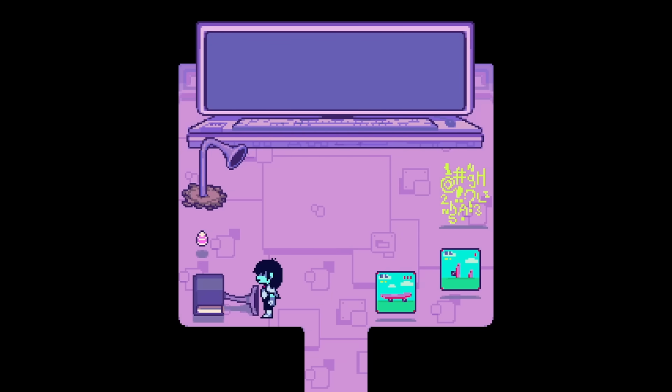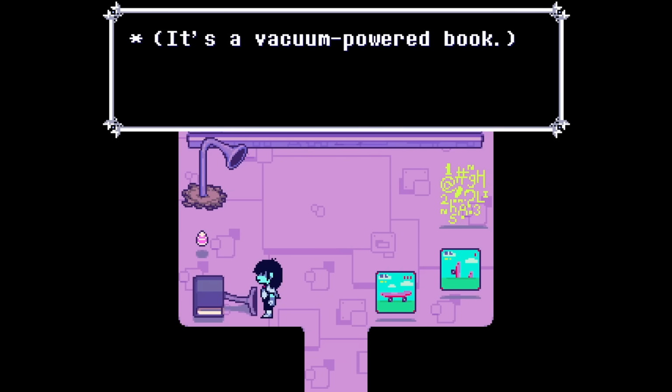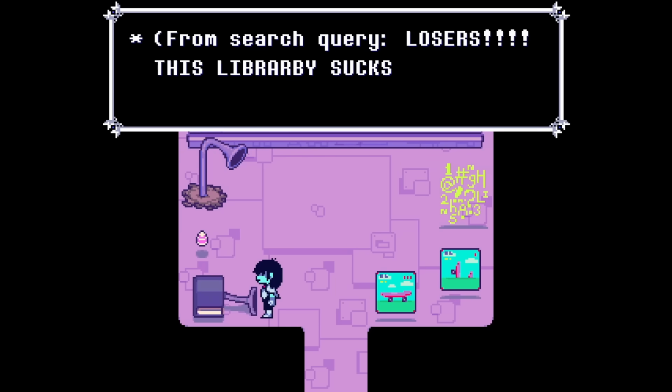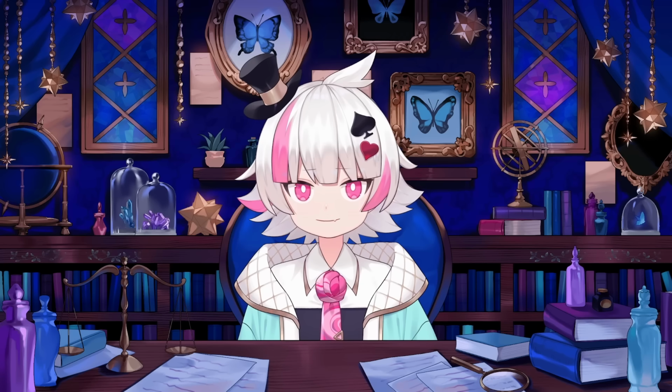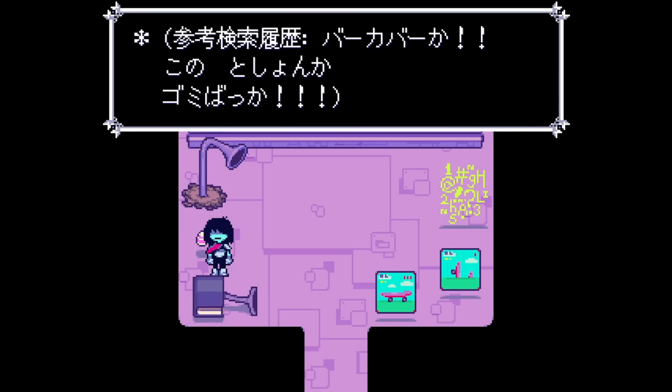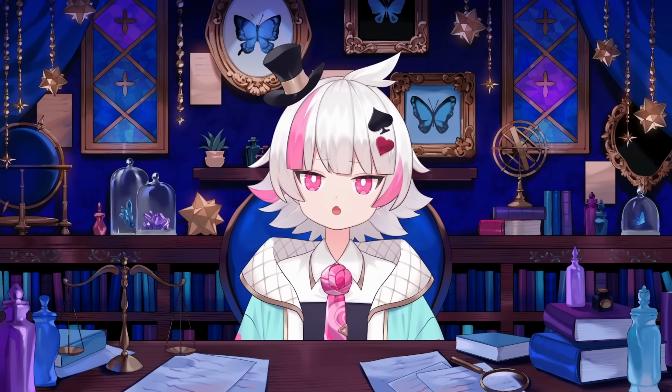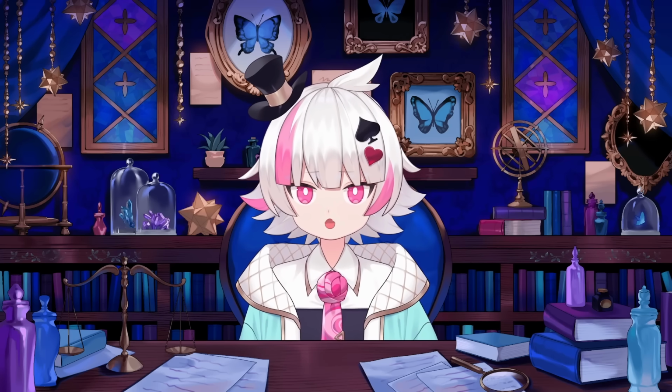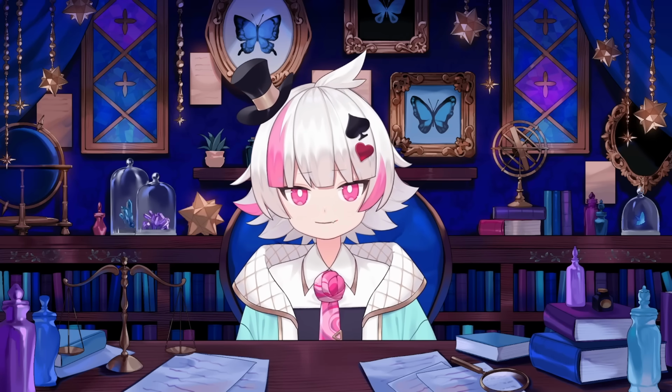In Susie's room, there's a vacuum cleaner mixed with a book, where the search query was Susie saying the library sucks. In Japanese, they changed the joke to be that she says, Baka baka, kono toshonka gomi bakka, which means stupid stupid, this library is full of nothing but garbage. So the vacuum still makes sense.